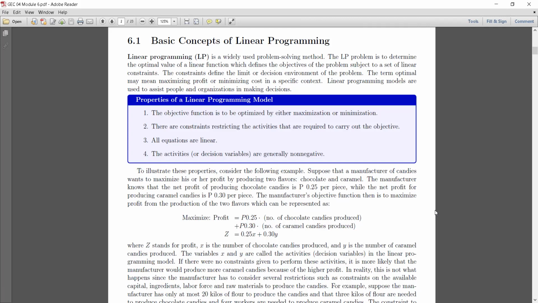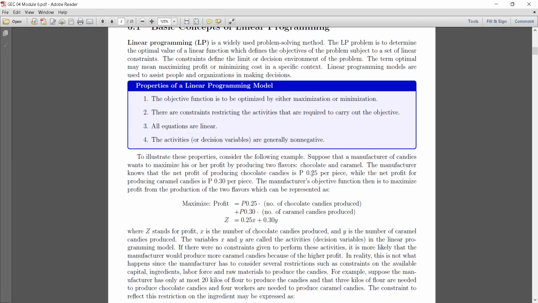Suppose that a manufacturer of candies wants to maximize his or her profit by producing two flavors, chocolate and caramel. The manufacturer knows that the net profit of producing chocolate candies is 0.25 per piece, while the net profit for producing caramel candies is 0.30 per piece. The manufacturer's objective function, then, is to maximize profit from the production of the two flavors. Okay? So, since profit siya, ang gusto mong mangyari, mataas yung profit mo or yung kita mo. So, yung objective function natin dito is to maximize the profit.